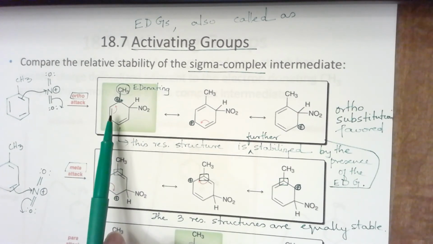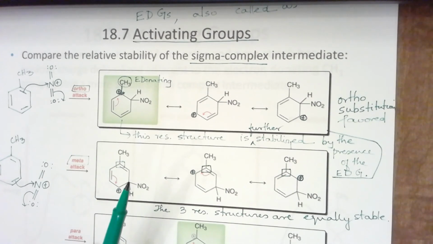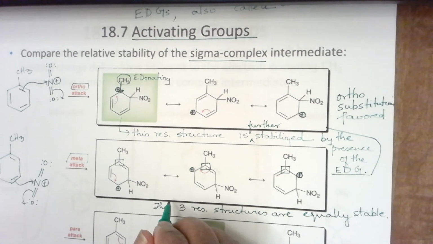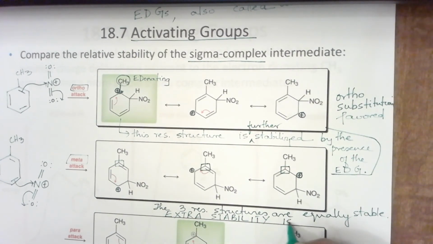So when you compare this with the resonance structures you get when the nitro group is in the meta position, you have resonance structures like normal, but the extra stability is missing. Okay, so I'm going to say here extra stability for one or more structures is missing.